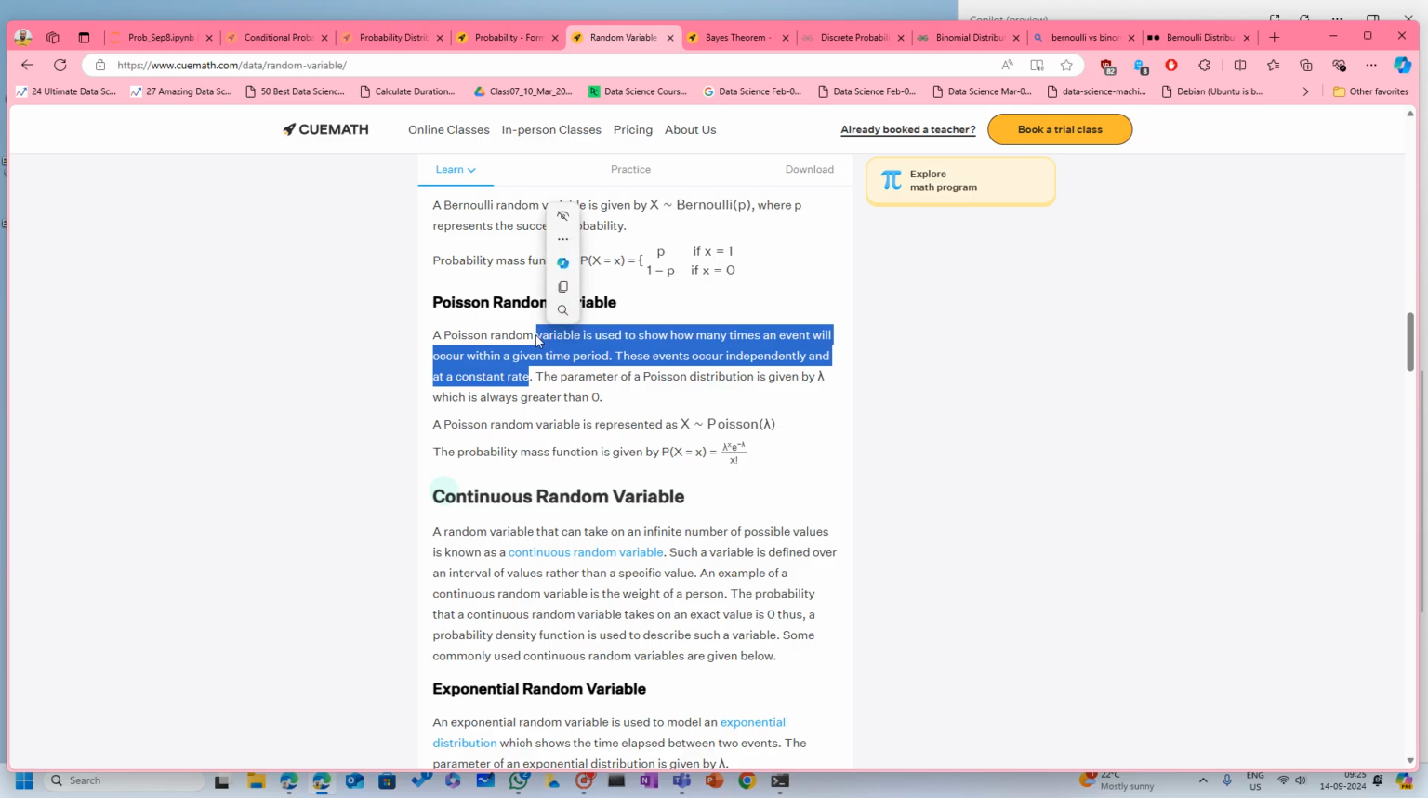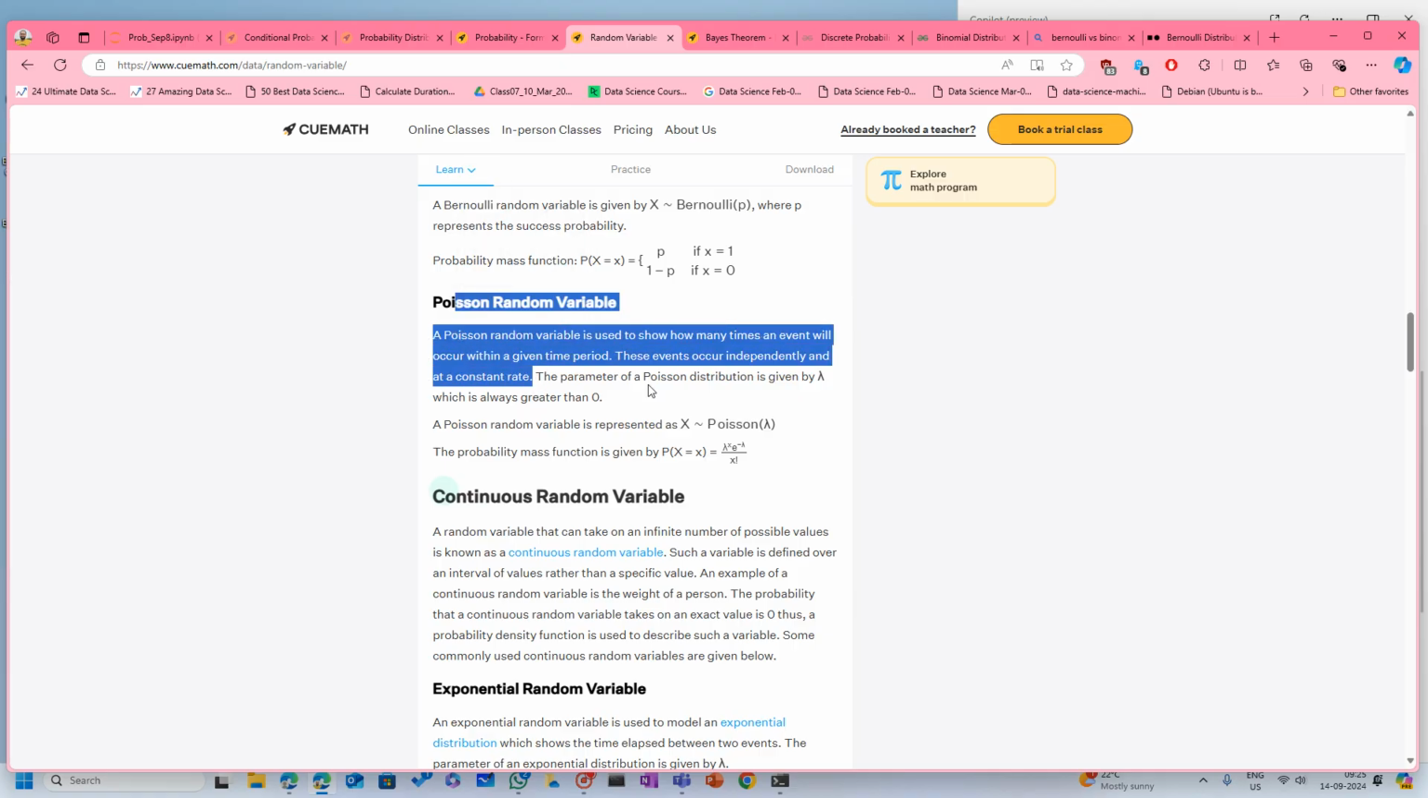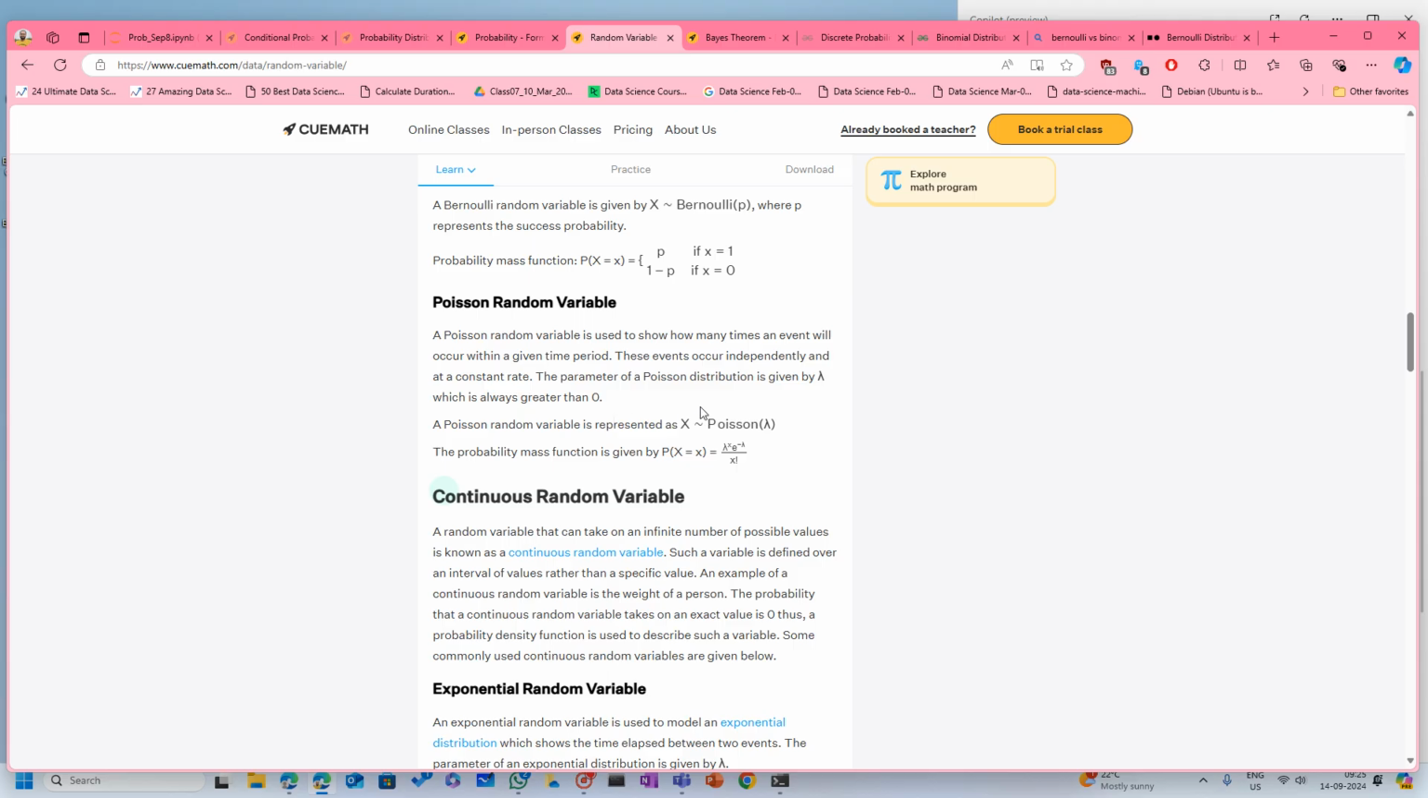So how many times will you get an event occurrence within a given time? For example, just before it starts to rain, how many times will I get lightning within a certain given time period is what we want to calculate. That random variable is called a Poisson random variable, and the distribution that you obtain is the Poisson distribution. We will see each one of them one by one.